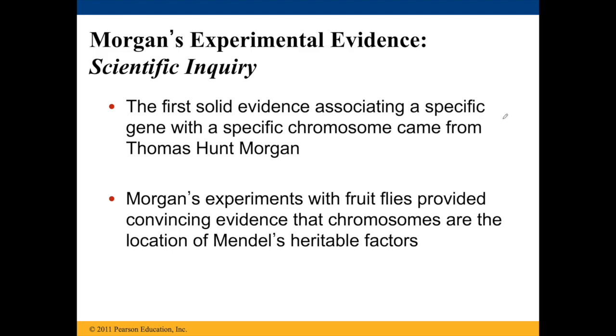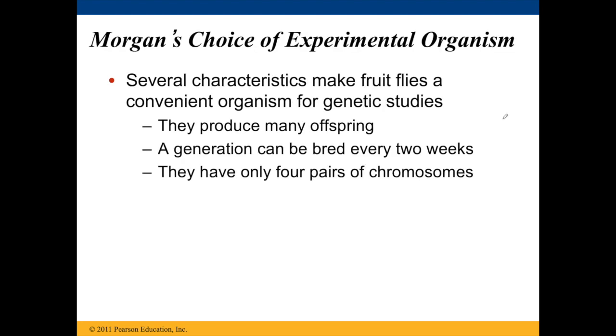Now, while Mendel used the garden pea plant as his model organism, Morgan used fruit flies as his model organism. Now, it turns out that fruit flies are a great model organism to use to study genetics for several reasons. First, fruit flies produce many offspring. So anytime you're working with genetics, it involves statistics and probabilities. And with statistics and probabilities, you need a very large sample size.